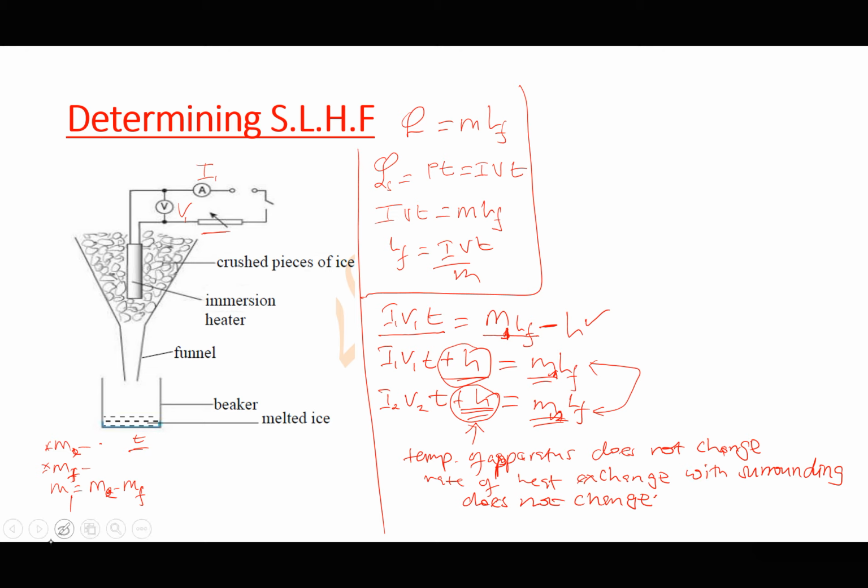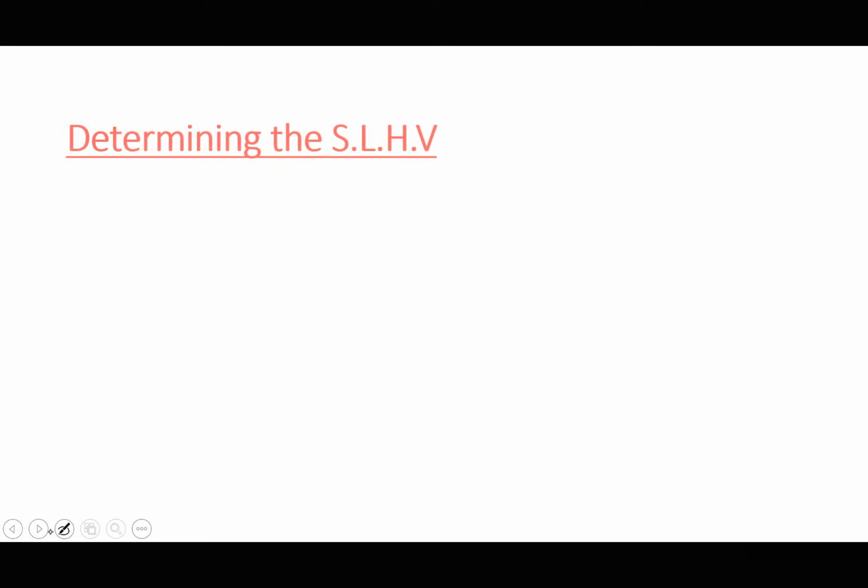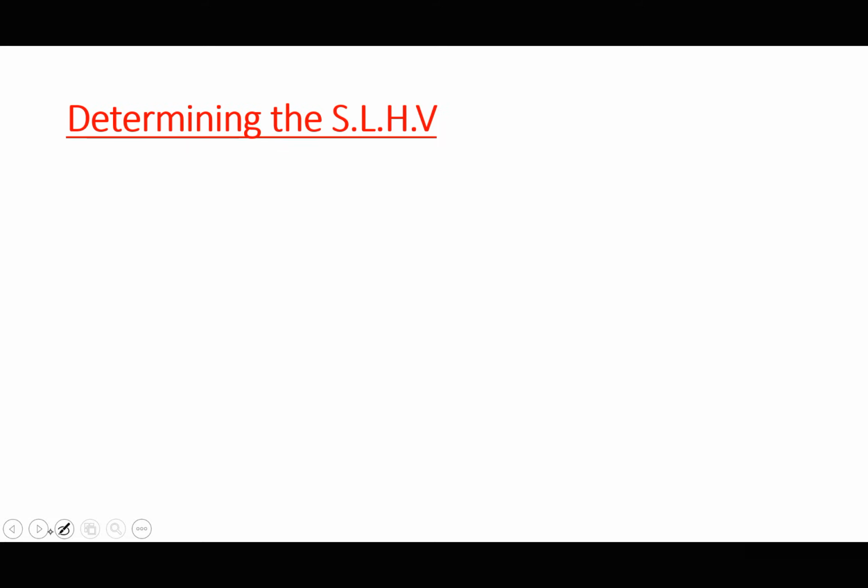Okay, let us see the latent heat of vaporization. We have seen that of fusion. Let's also see that of vaporization. Now, for vaporization, we need a liquid which is going to vaporize. To vaporize a liquid, I think the easiest liquid we shall use is water. So we shall need a beaker of boiling water. In most cases, it can be a calorimeter.